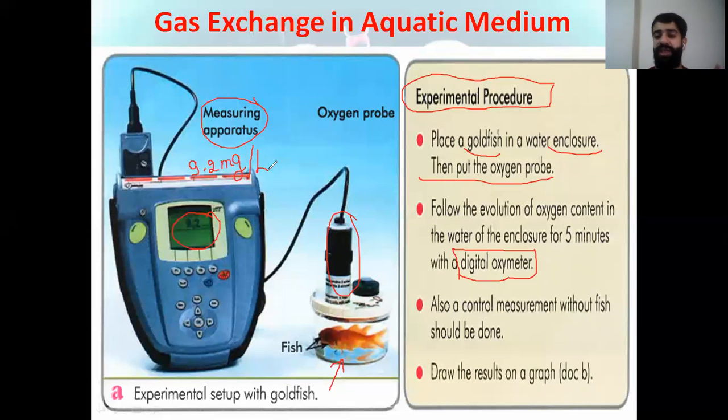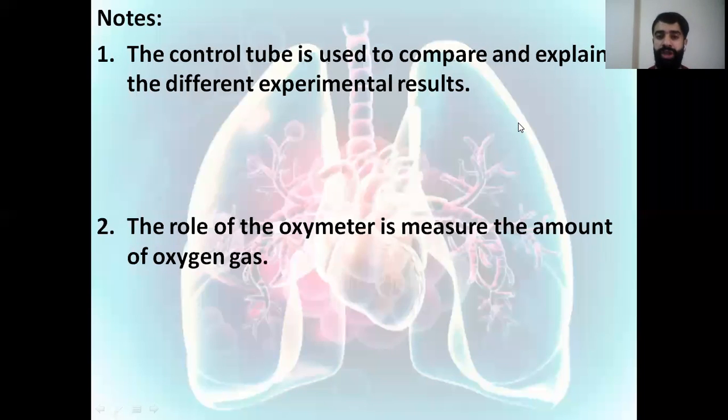Here we draw the results of this experiment in a graph. This graph is shown in document B. But before we move to document B, I wanted to talk about these notes. Note number one, the control tube is used to compare and to explain the different experimental results. The control tube or the control experiment have the same meaning. The control is the one without the fish. Why do we use it? It's used to compare and explain the results of the experiment.